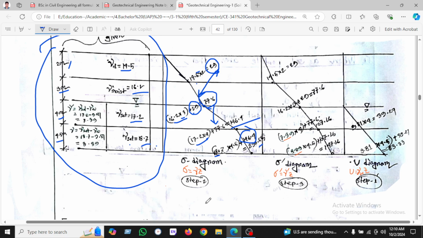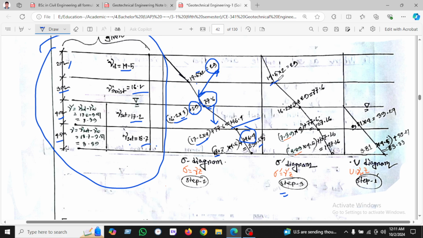We call this the total stress. And for the second diagram, we have found the effective stress, which we have calculated. Let's see how we calculate.